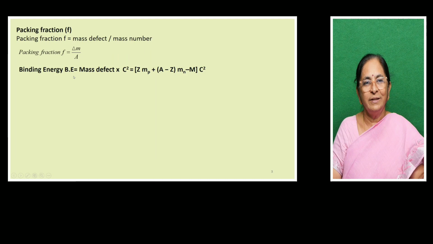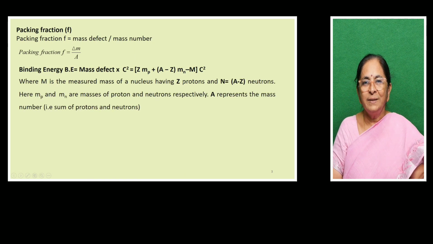Now binding energy is equal to mass defect into c squared. Mass defect, in the earlier slide we saw the formula, Z Mp plus (A minus Z) into Mn minus M. So this is the mass defect, into c squared. Now M is the mass of the nucleus, c is the velocity of light, Mn is the mass of a neutron, Mp is the mass of a proton, Z is the atomic number, which is equal to the number of protons in the nucleus, and A minus Z represents the number of neutrons.